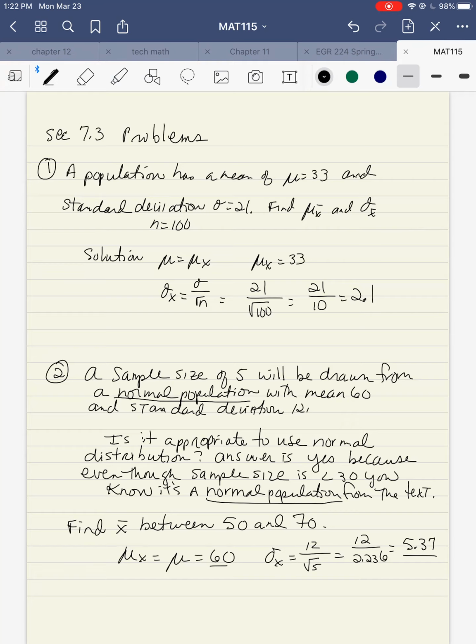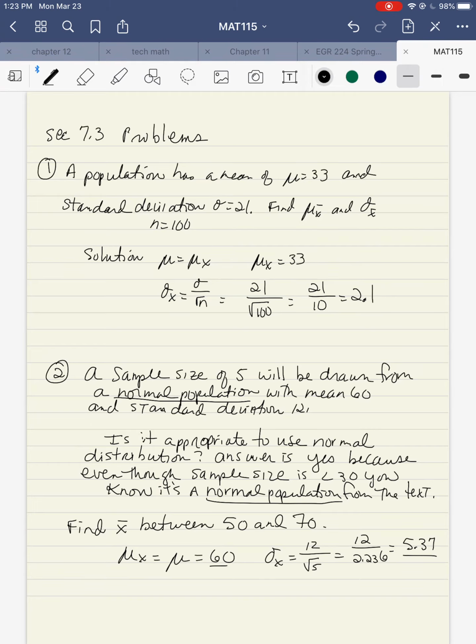The second question. A sample size of 5 will be drawn from a normal population with a mean of 60 and a standard deviation of 12. Is it appropriate to use the normal distribution? In this case, yes, it is appropriate. Even though the sample size is less than 30, it's only a 5, you can use the normal distribution because the text says it's a normal population. So then it says find x bar between 50 and 70.